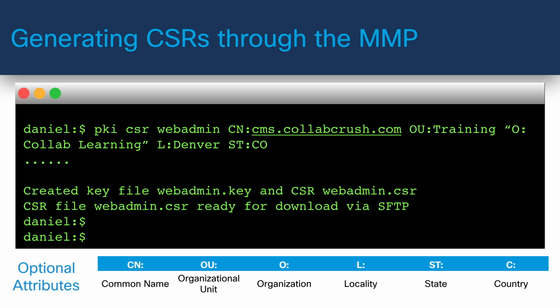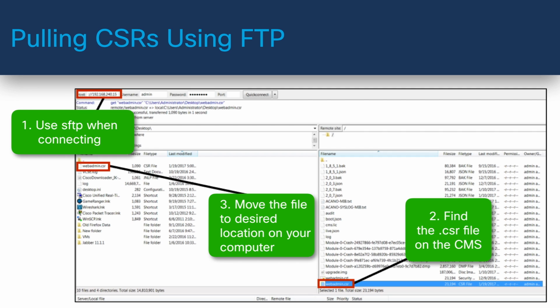So here, for example, for organization, you can see that collab learning is entered with quotes because, of course, there's a space. Now, for this, it's best to just use an underscore here instead of a space, but you could use a space if you wanted to. So once you've generated your CSRs, those CSRs exist on the Cisco Meeting Server.